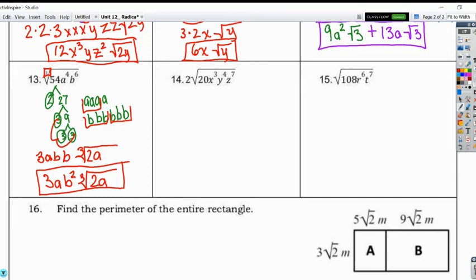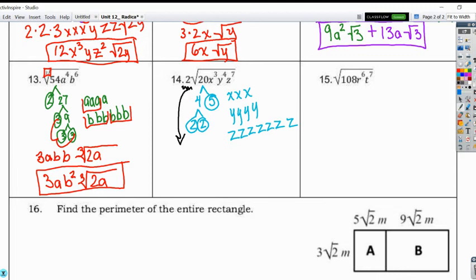Number 14, 2 times the square root there. We're going to make that factor tree for everything under the square root. So 20 is a 4 times a 5. 5's prime. And 4 would be 2 times 2 for us, where those are both prime. And I'm going to write out my x's. I'm going to write out my y's. And I'll write out my z's. 1, 2, 3, 4, 5, 6, 7 of them. So remember, that 2 coefficient that you had in front of the radical, it's still got to be out in front. You can't lose it.